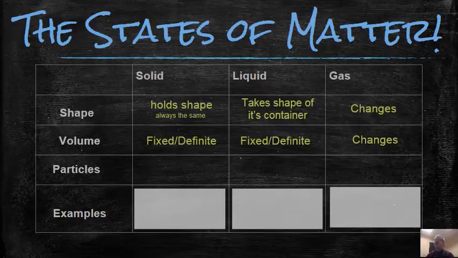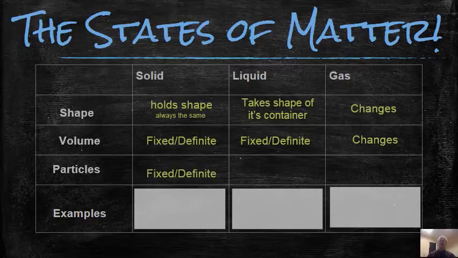So the last factor we look at, and taking all these three factors together, we can determine the state of matter. We were going to look at particles and how they interact with one another. So if the particles are fixed, they're not moving past one another, they're not bouncing off of each other, they're just staying right where they're at, then you're probably dealing with a solid, right?